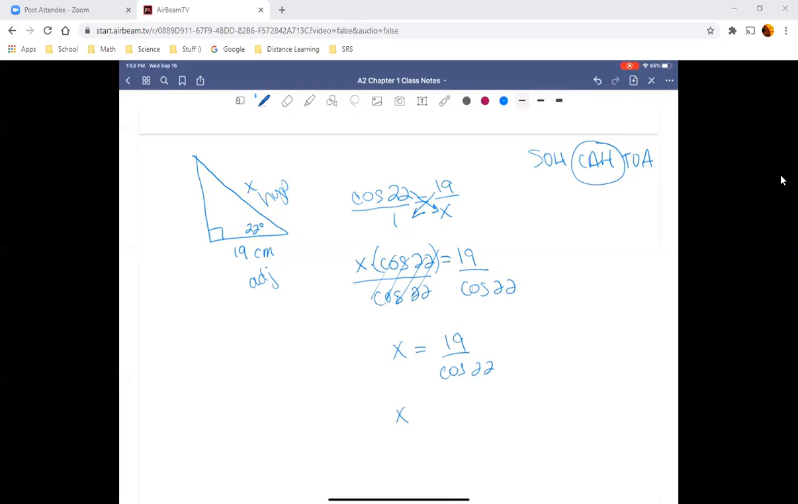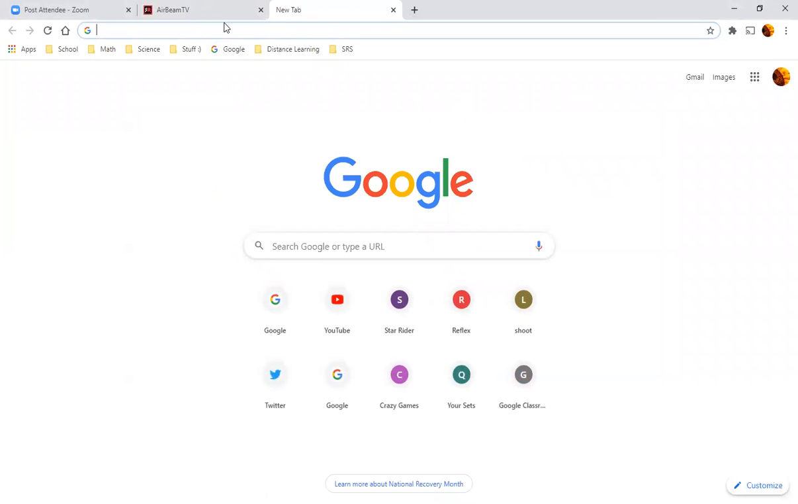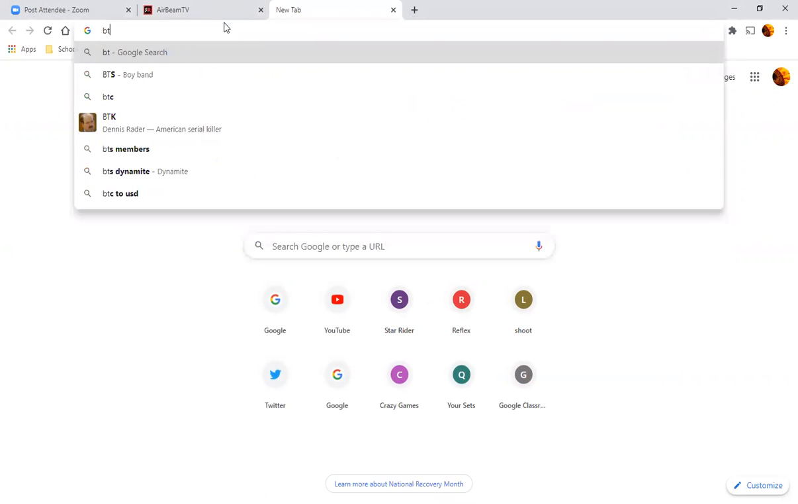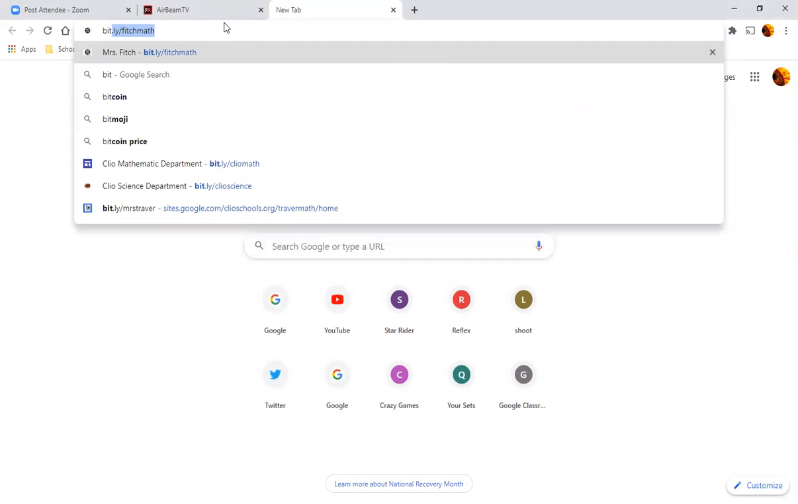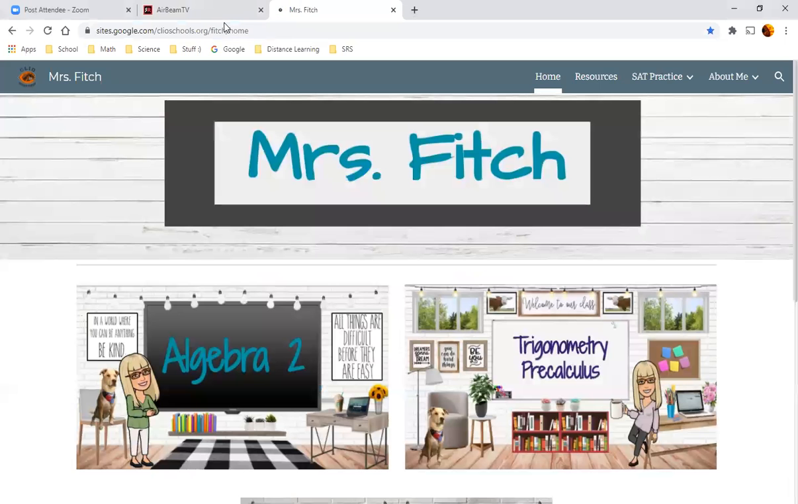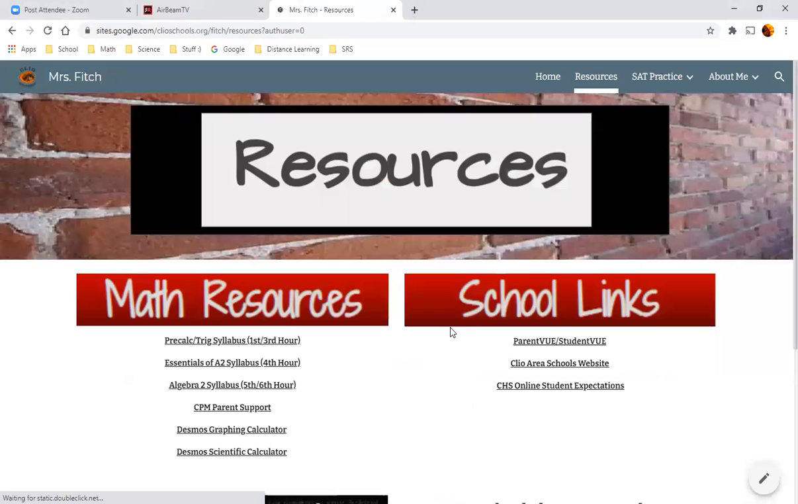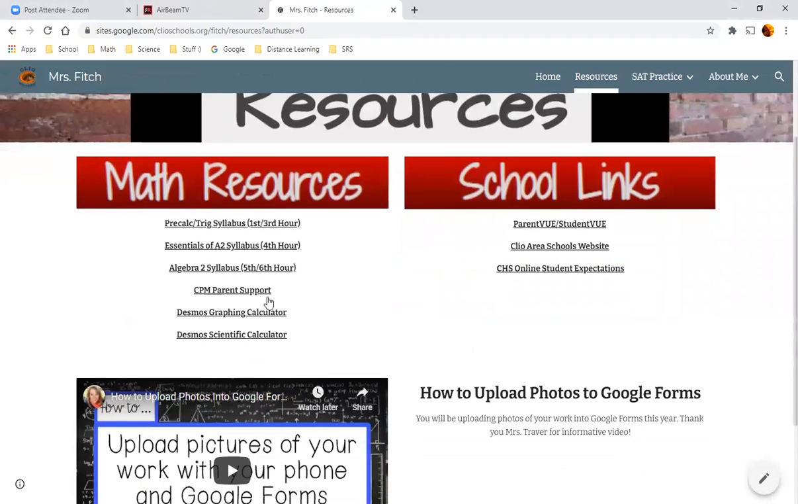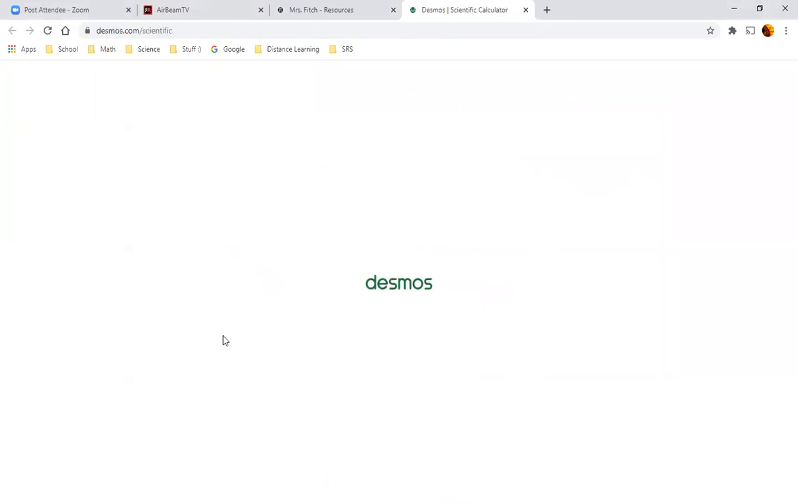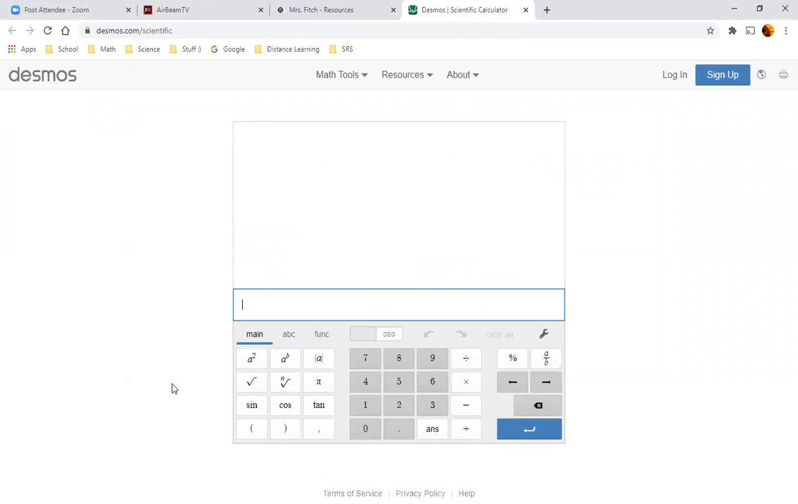And I don't think any of us can do that in our head. So then that's when we get our handy dandy little calculator. One thing you can do is go to my website at bit.ly. Hold on. Oops, I gotta get these out of the way. If you go to resources, it listed all of this. We don't need the graphing calculator to do this. There's a Desmos scientific calculator, and you can just click on that and it pops up.